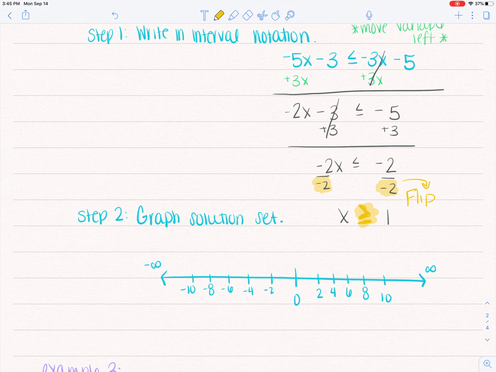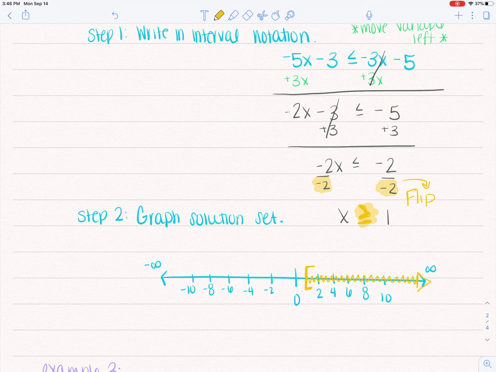I do the graph first and then go back to interval notation. So for the graph, I'm going to put a bracket on 1. It's just going to be between 0 and 2. And then because I am greater than, I'm going to shade to the right. And so there would be my graph.